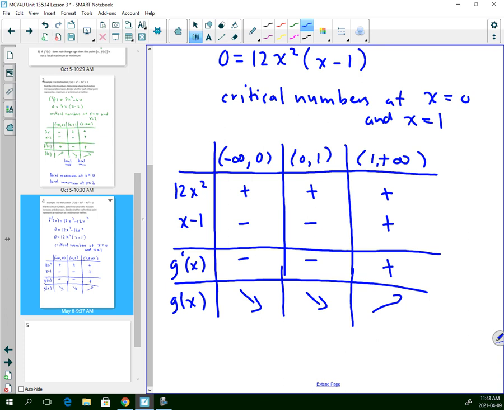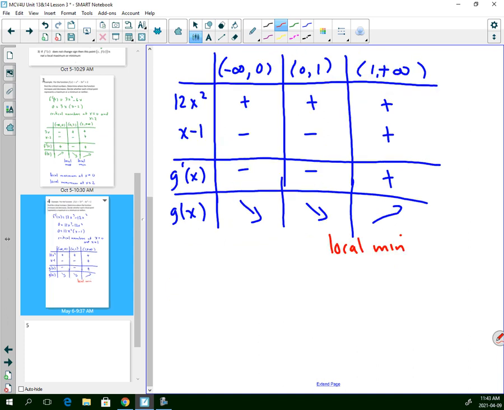It is decreasing up to 0, and it continues to decrease at 0, between 0 and 1. So that is not a local max or min. I see a sign change at x equals 1, so this would be a local min at x equals 1. So although we have two critical numbers, we have a local minimum only at one of them. So you have a local minimum at x equals 1. Local maximums, we don't have any. We have none.